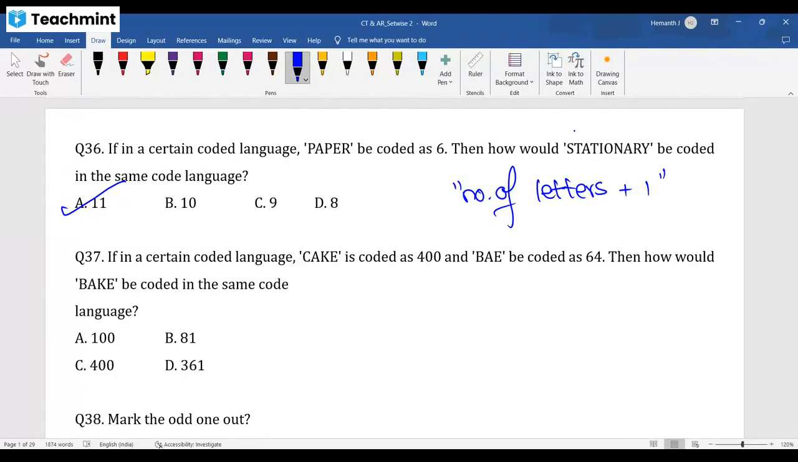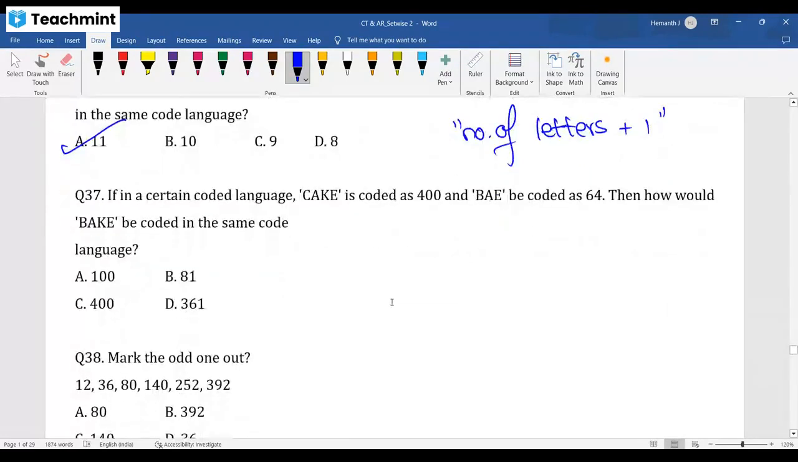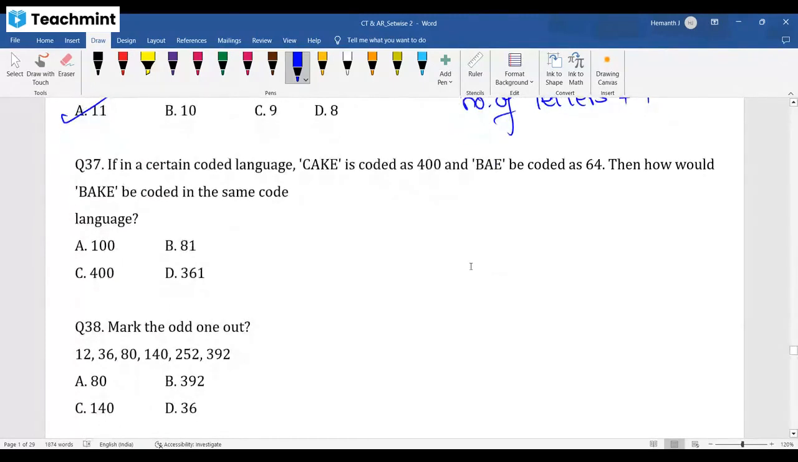Next they have given: cake is 400, BAE as 64. Then how would bake be coded? Previous question, number of letters plus 1. Some questions they are giving number of letters -1 also. Good to see many people are responding.